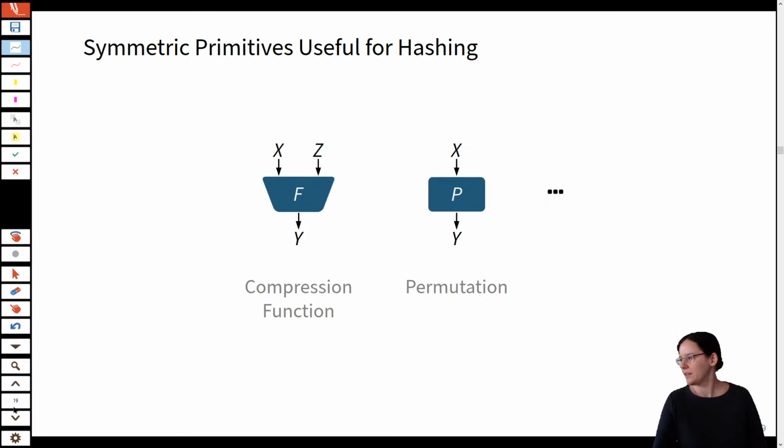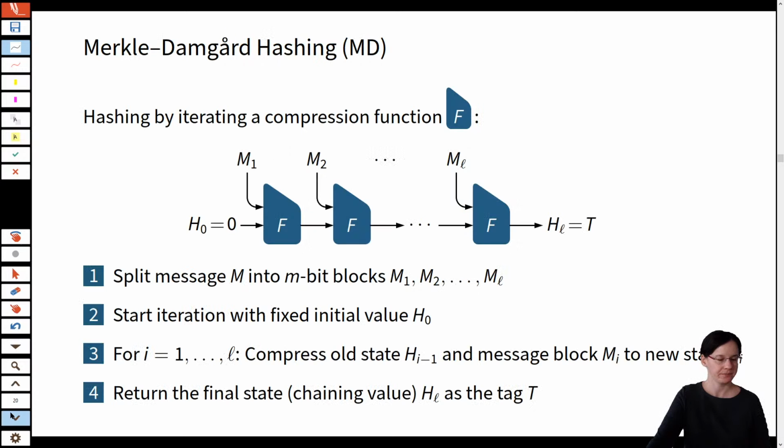Now let's have a look at how to build such functions. There are essentially two useful primitives that we can use for hashing, namely compression functions and permutations. And the most intuitive way is probably to take compression functions because they already look like mini-scale hash functions. Mini-scale in the sense that they only take a fixed size input.